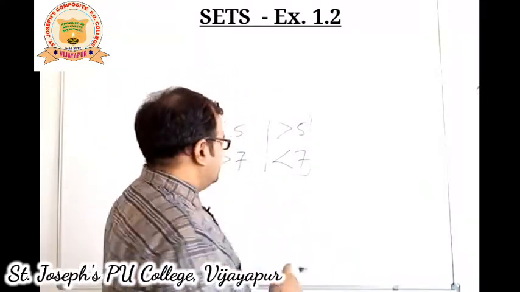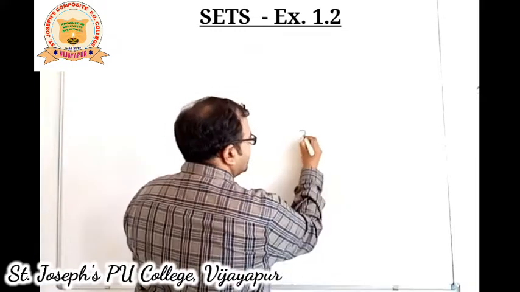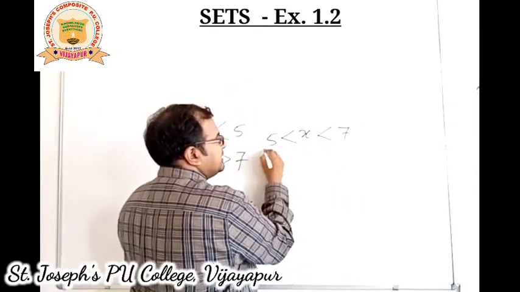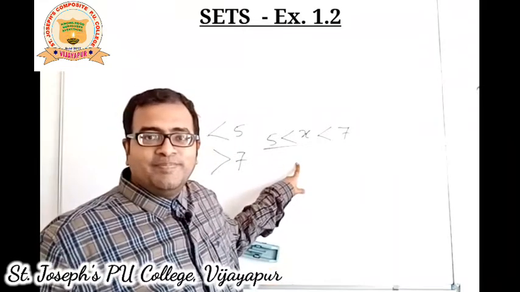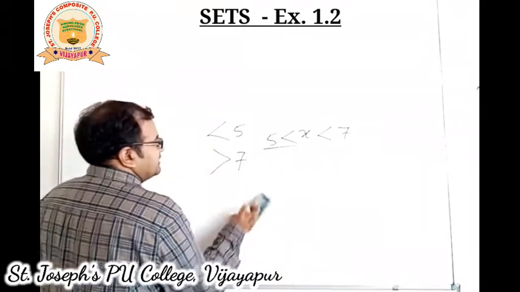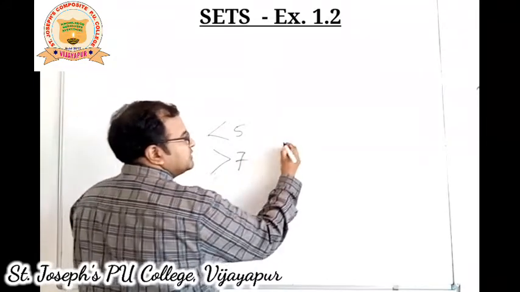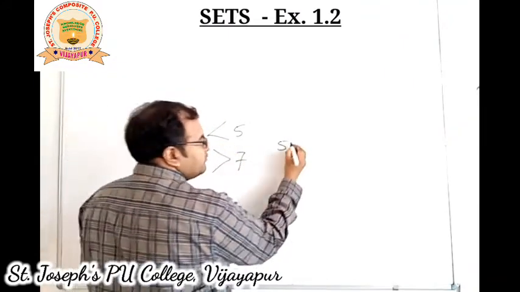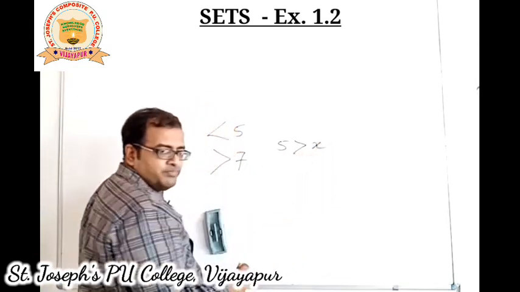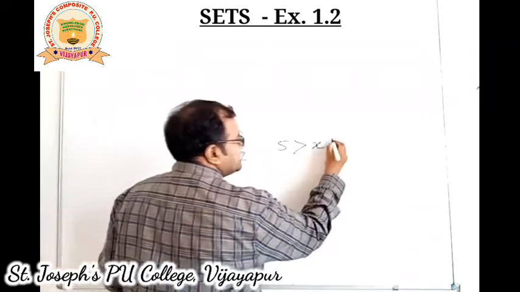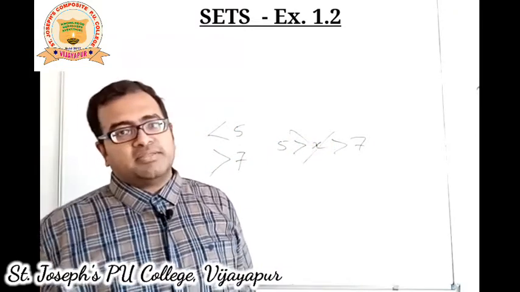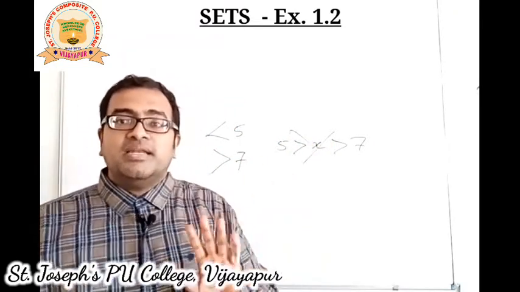If you write like this, x should be less than 7, and the same x should be greater than 5. This is possible. But if I write this together, it looks like this: the number should be less than 5, so 5 should be greater than that number. And the same number should be greater than 7. This does not exist in mathematics. So, this is a null set.